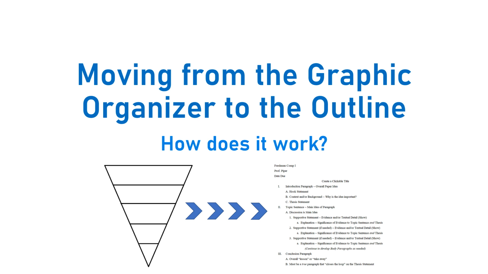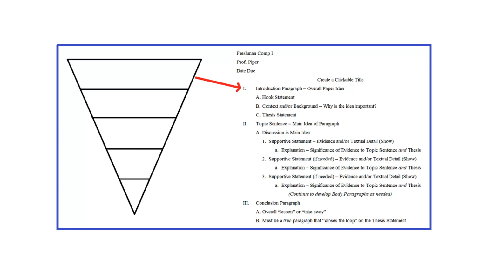Moving from the graphic organizer to the outline, how does it work? Here you see the graphic organizer, and that first block is our introduction paragraph. I have it pointing over to the outline introduction paragraph, but in your outline, I don't want you to write introduction paragraph. I want you to give the overall paper idea.